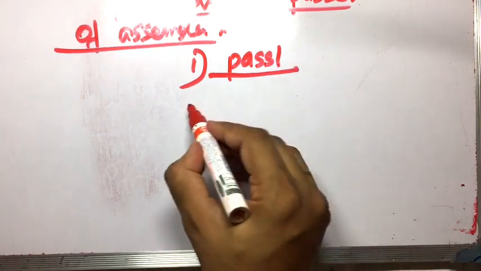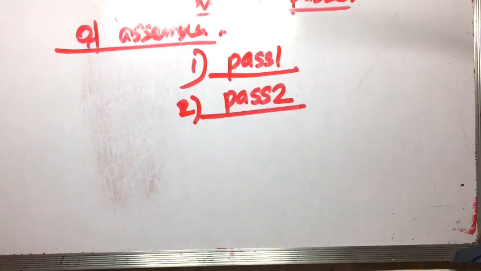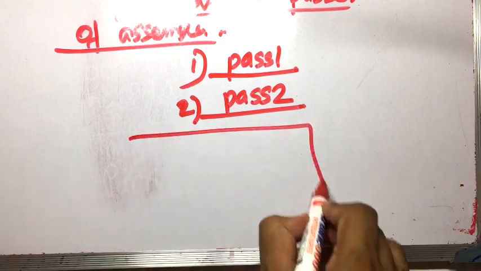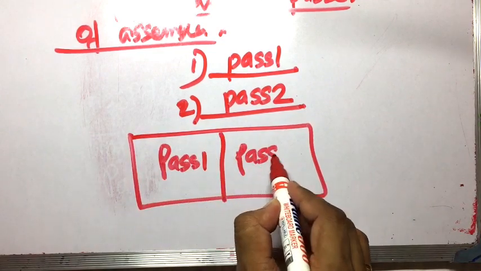Number 2, pass 2. These are the passes. Passes mean the algorithm methods. Pass 1 is the analysis phase, pass 2 is the synthesis phase. So an assembler consists of pass 1 and pass 2.